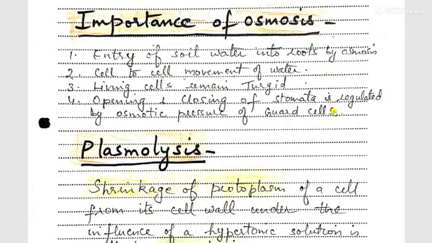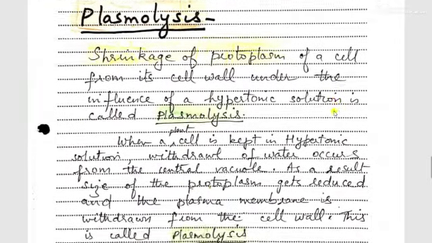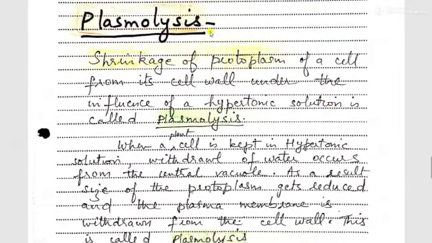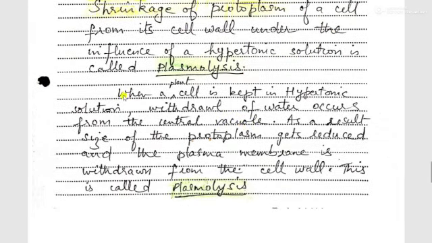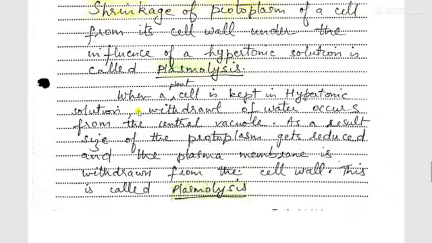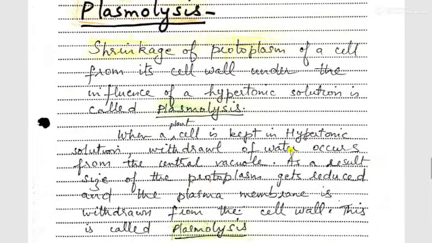Next topic is plasmolysis. What is plasmolysis? It is a kind of osmosis only. Let us see. Shrinkage of protoplasm of a cell from its cell wall under the influence of a hypertonic solution is called plasmolysis. It means when a cell is kept in hypertonic solution, a concentrated solution, withdrawal of water occurs from the central vacuole. As a result, size of the protoplasm gets reduced and the plasma membrane is withdrawn from the cell wall.